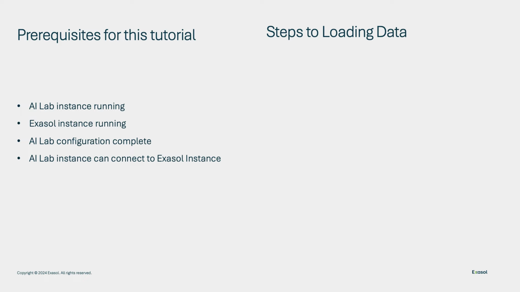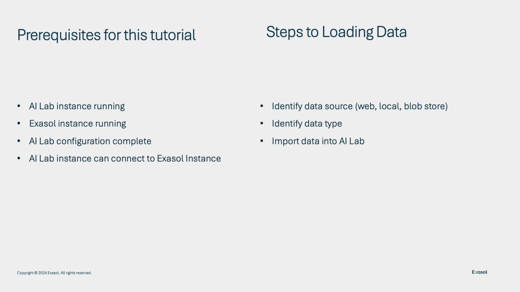Now, the high-level steps to loading data. First, you identify the data source. Are you pulling from the web? Are you pulling from a local store, a blob store? Where is the data coming from? Next, you need to understand the structure and the type of the data. Is it a CSV? Is it a Parquet file? What are the columns? What's the structure of the data that you're importing?